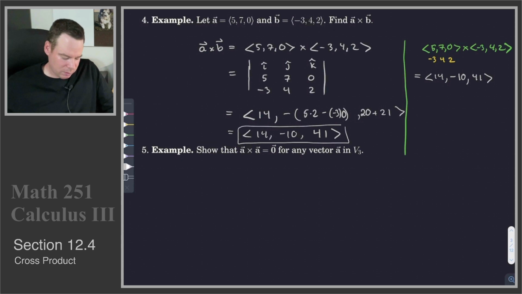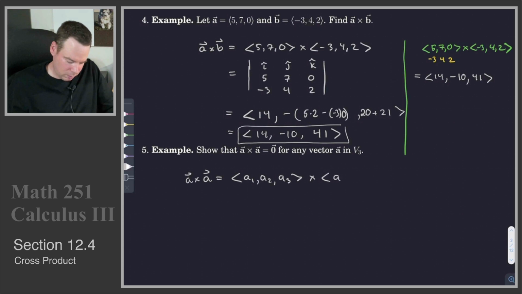Okay, so the next example asks us to show that for any vector A, the cross product with itself is 0. So for any vector A in V3. V3 just means the vector space of 3 dimensions, so that's the set of all triples, vectors that have 3 components. So how are we going to do this? Well, we're going to start with our arbitrary vector, which is A1, A2, A3, and we're going to cross it with itself, A1, A2, A3.